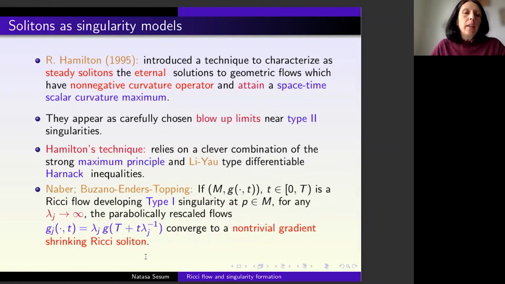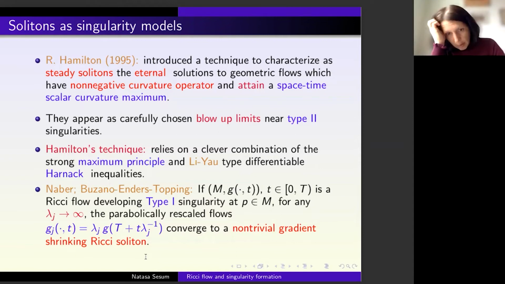Then they show that if I take any lambda j going to plus infinity and I parabolically rescale the flow, so I consider this sequence of solutions Gj, which is lambda j times g of t plus little t, lambda j to the -1, as j approaches infinity, they prove that this always converges to a non-trivial gradient shrinking Ricci soliton. Here, non-trivial means that it's non-flat, right?